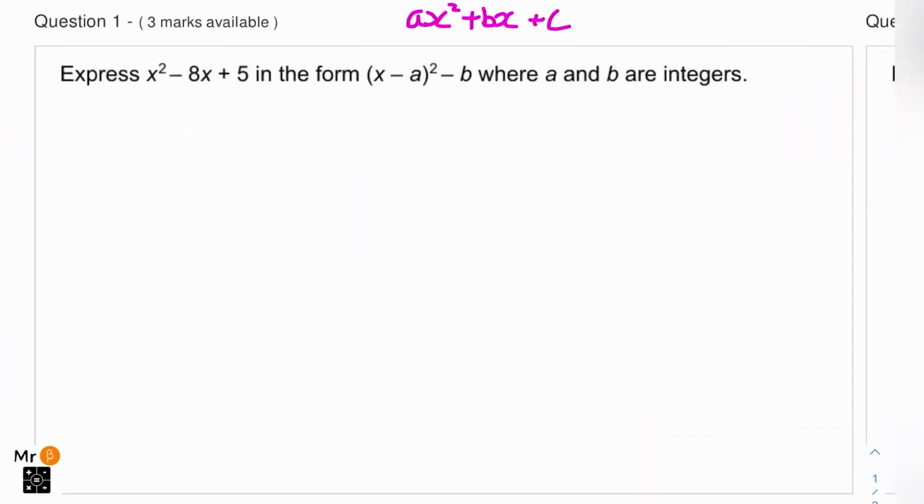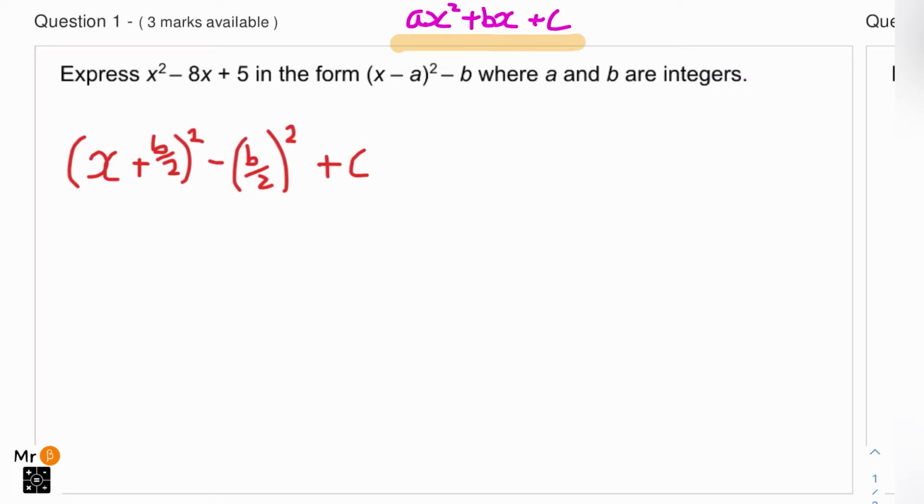Today we're going to have a look at completing the square. So to begin with, you need to remember and recognise the general way we write any quadratic, and we order it as ax squared plus bx plus c. Now you need to remember the formula for completing the square, and that's listed below.